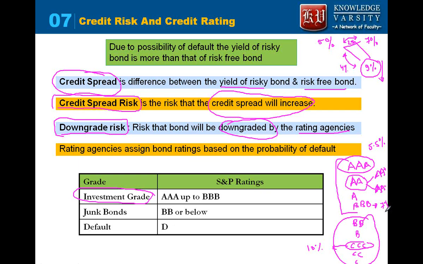Credit risk is a type of default risk. Credit ratings are the ratings given by the bond rating agencies, and they usually have these grades: investment grade, up to triple B. These are speculative, high yield or junk bonds, and then there is a grade called default grade, that is D, which means the bond is in default. That is, the company has gone bankrupt and has not paid the coupon payment. So a bond can be in default also.